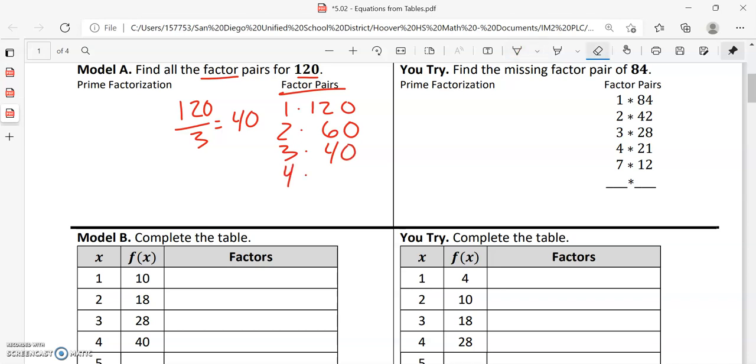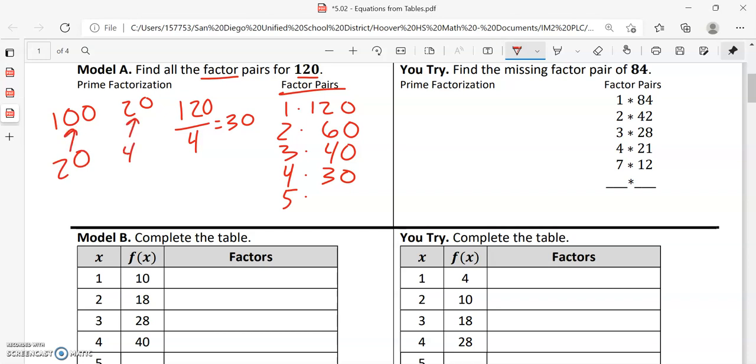What about 4? Well, same method. Take away the 0. 12 over 4, that is 3. Add a 0, that becomes 30. 5 does go into 120 because it ends in a 0. If it ever ends in a 0 or 5, you know 5 goes into it. There are 20 5s in 100, and there are 4 5s in 20. So 20 and 4 equals 24.